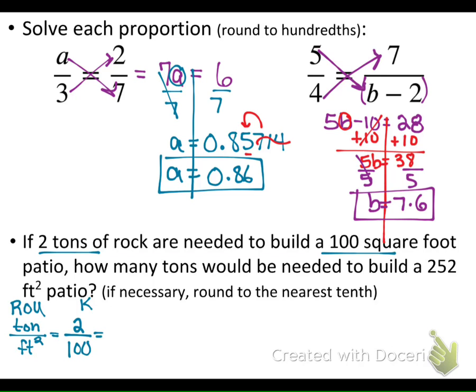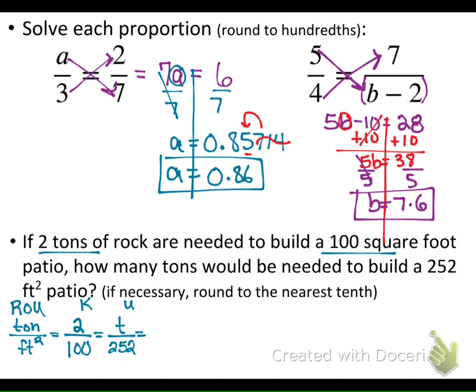So now we need to come up with our unknown, what we're trying to find. So if we continue reading on our word problem, it said, how many tons would be needed to build a 252 square foot patio? So they're giving me a number here, 252. 252 what? So is that going to go on top with tons or on bottom with square foot? The bottom. So what are we trying to find here? The tons. So we'll use T.